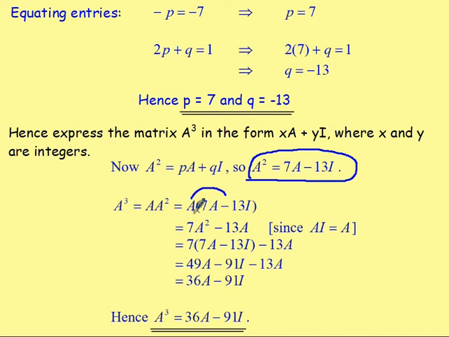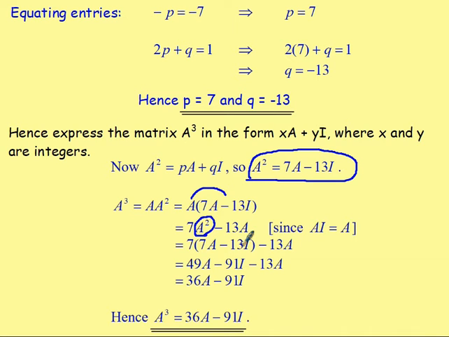For that, if you multiply out the brackets, you'd have 7A squared take away 13AI, and remember AI is just equal to A. What you want to do with that is, well, you know A squared is equal to 7A take away 13I, so you can sub that in. Then using some algebra, multiply that out, so 7 times 7A will give you 49A.